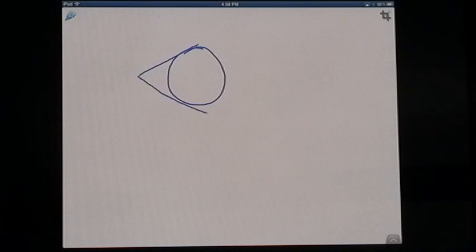Okay, so number 10. Now this is a couple of tangents. Whoops, that needs to be a tangent. Touch. There we go. Okay, so we have the x, which is the angle, and then we have 247. 247 is the other arc.